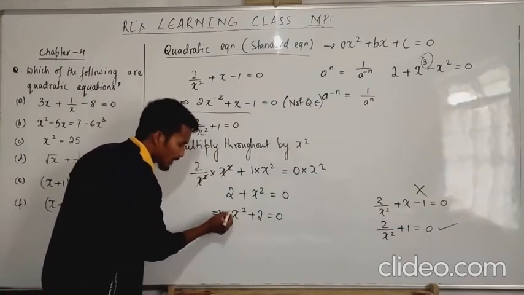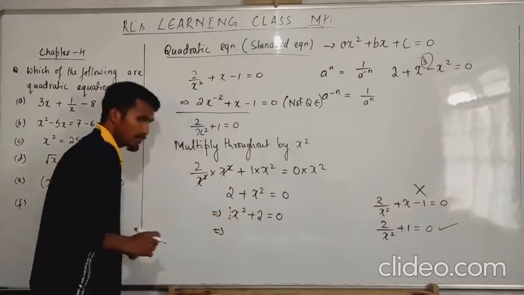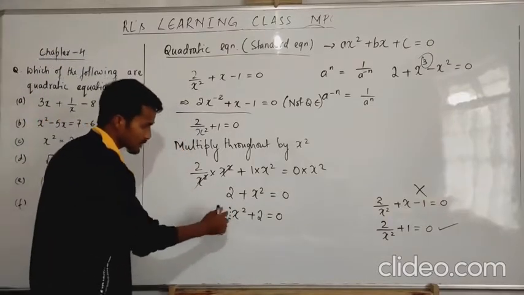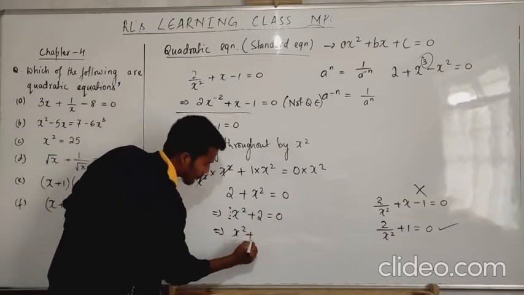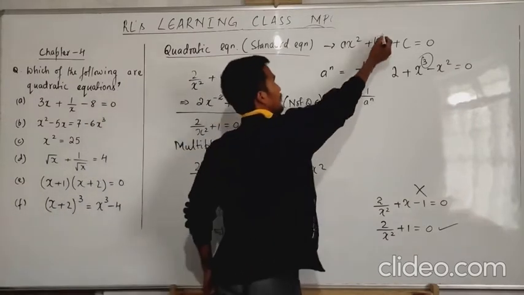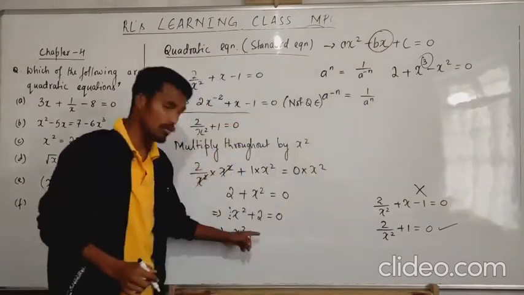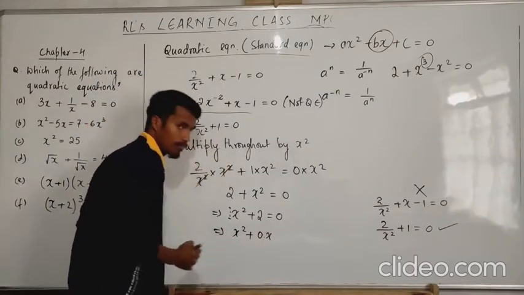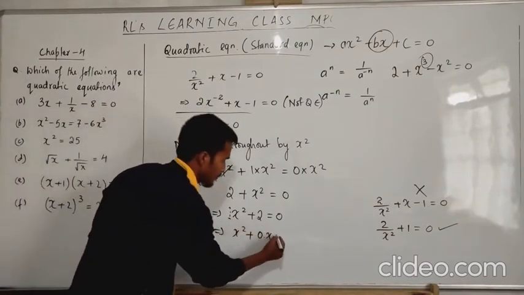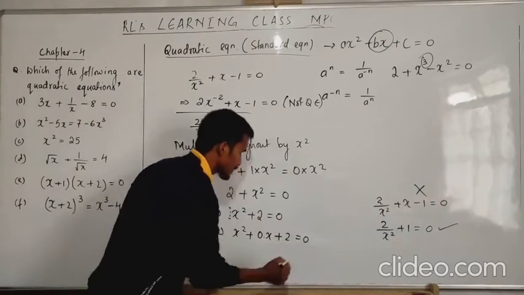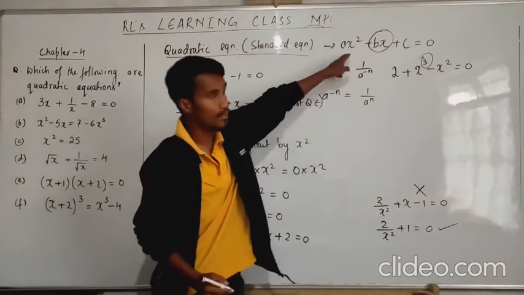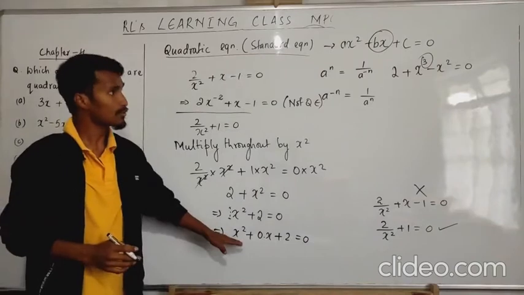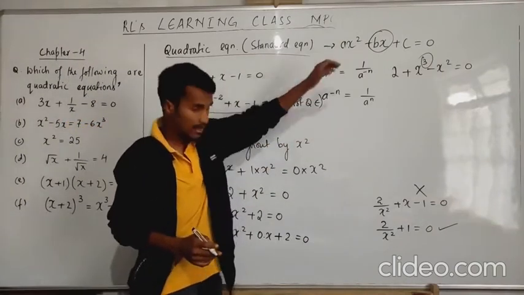Here, whatever number is present here doesn't matter. Okay, here it is 1, x square. But here, we need bx, but here there is no x. Then I can write this as 0 multiply x, then plus 2 equal to 0. Now compare this with this. Now this equation is same as this equation. Then this becomes a quadratic equation.